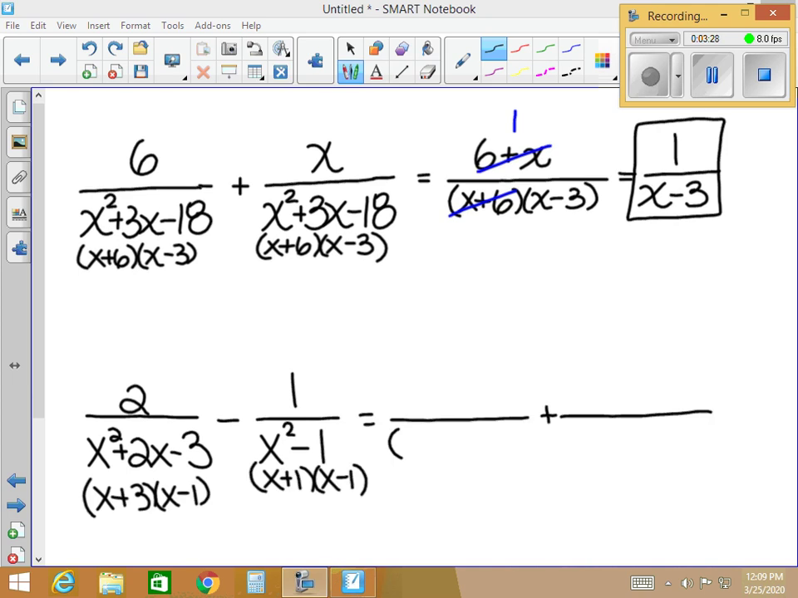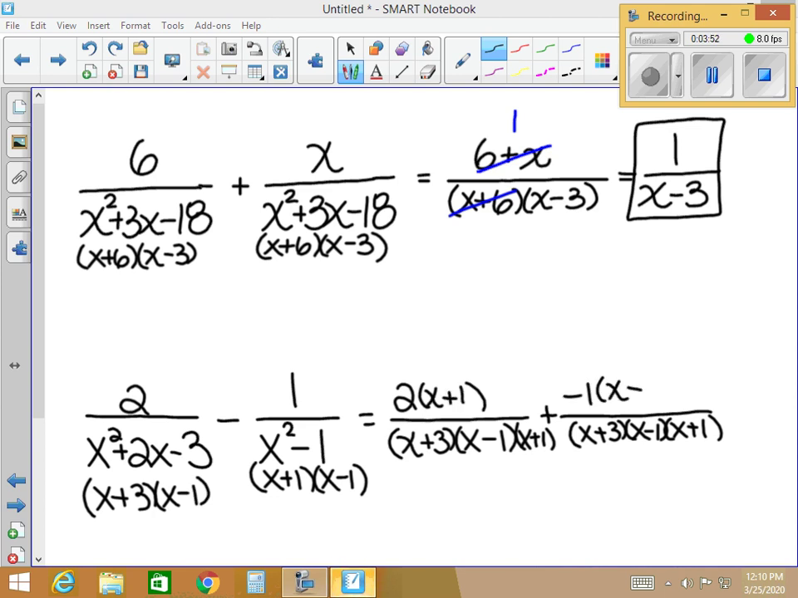On the next one, we factor the denominators. We build the lowest common denominator. I did not leave myself room. Sorry, I'm going to squish. We rewrite the numerators. I guess this is really plus and negative. We distribute.